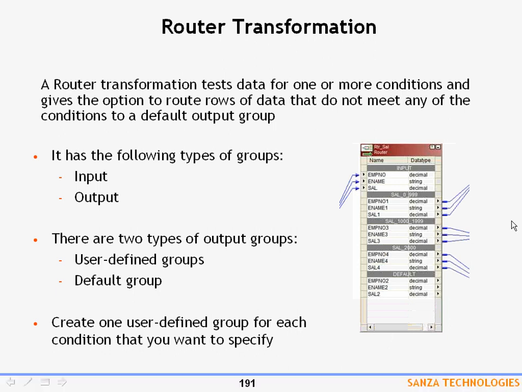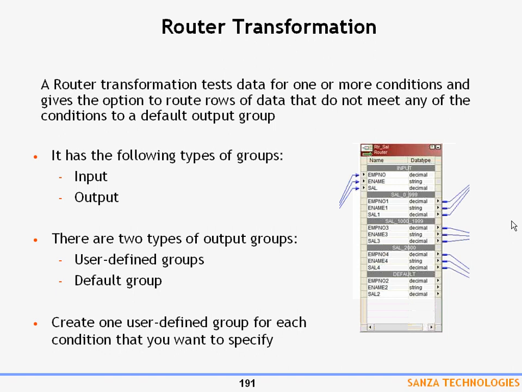Again, this output group is divided into two, user-defined group and default group. So data which is coming into the transformation is called input group. Data which is going out of the transformation is called output group. Output group is again divided into two, user-defined group and default group. I'll come to what is default group in a few minutes. User-defined group conditions means the filter conditions which you specify, they are called user-defined, means developer-defined.